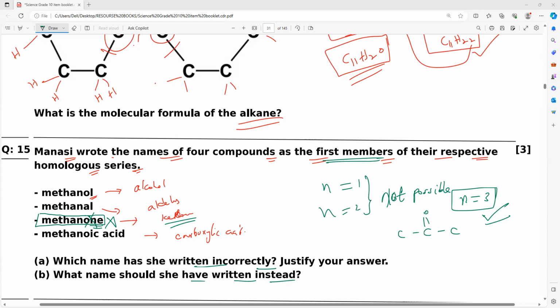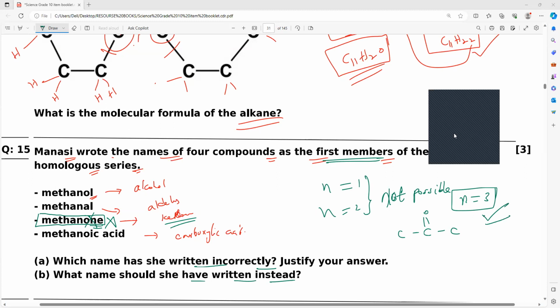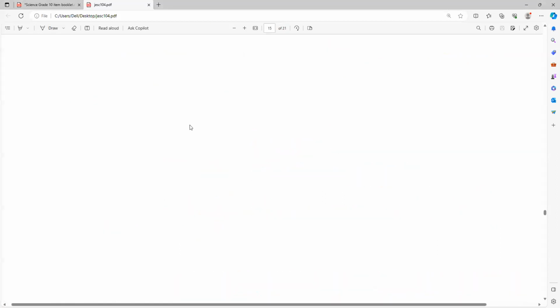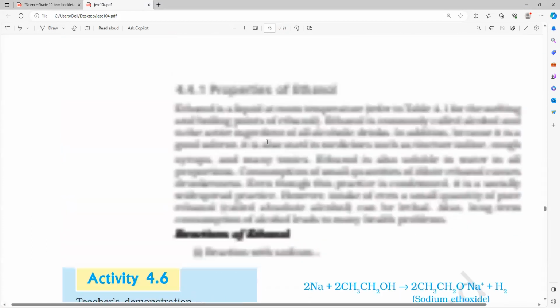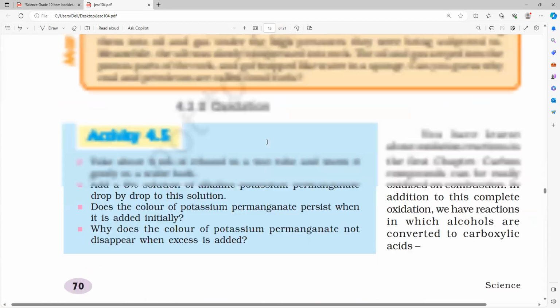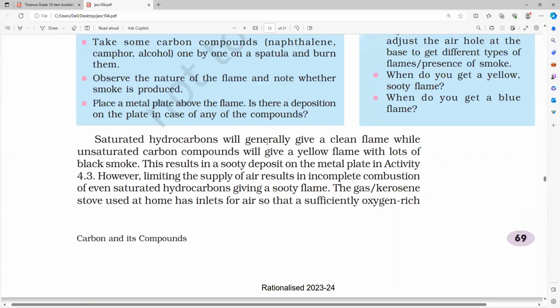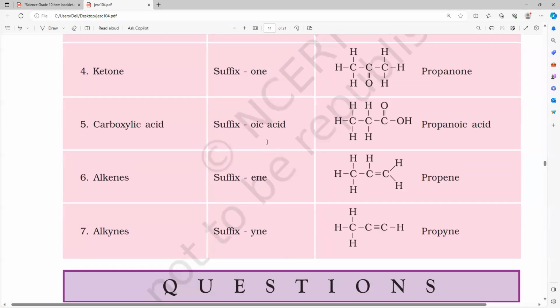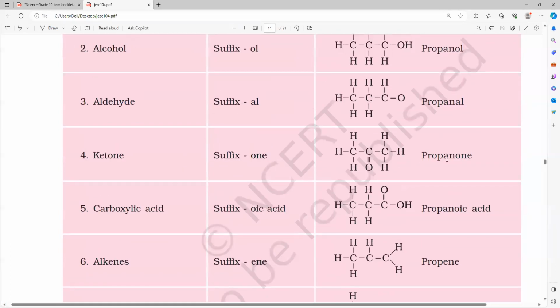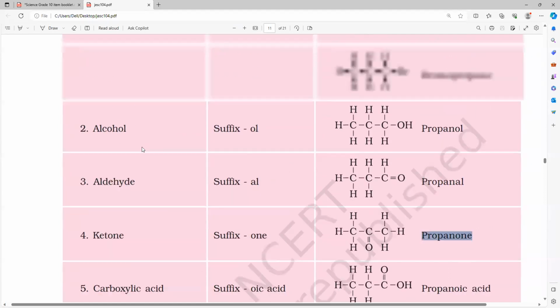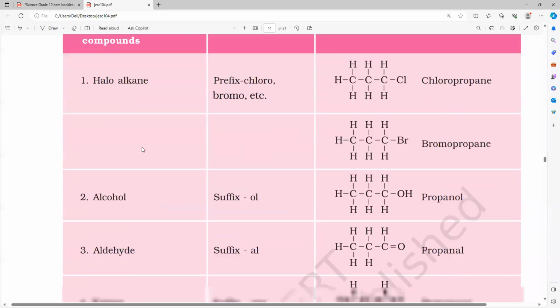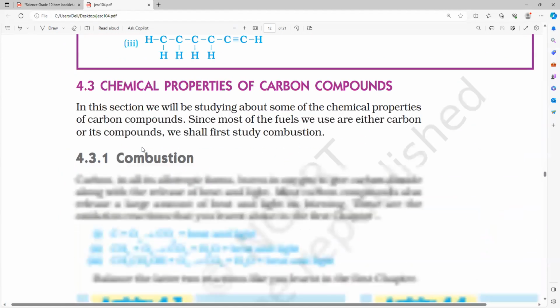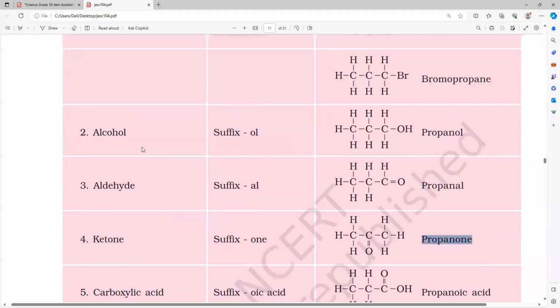If you know the concept, it is very, very simple. If you don't know the concept, it is not possible at all. You can see the tabular column. Always, ketone has to be present between two carbons. So for ketone, the first compound itself starts from propanone. No methanone and ethanone will be present for ketone. Please remember that, a very, very important point regarding ketone.